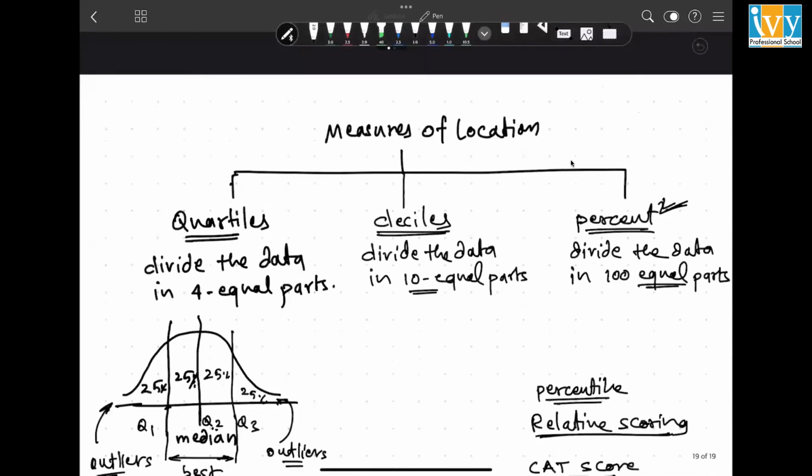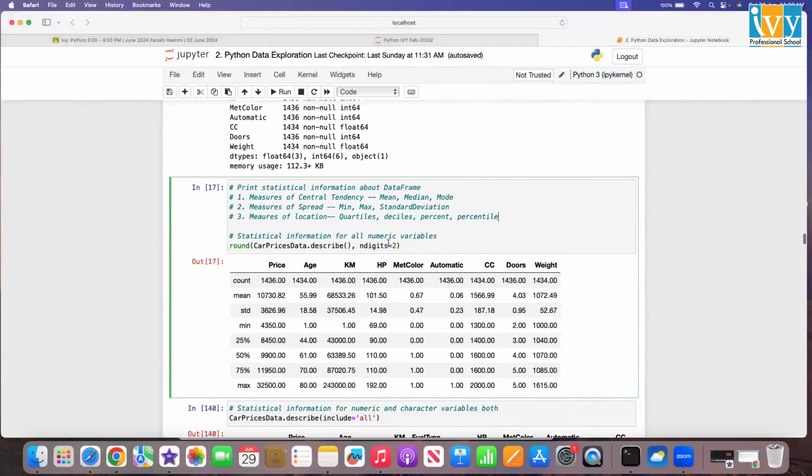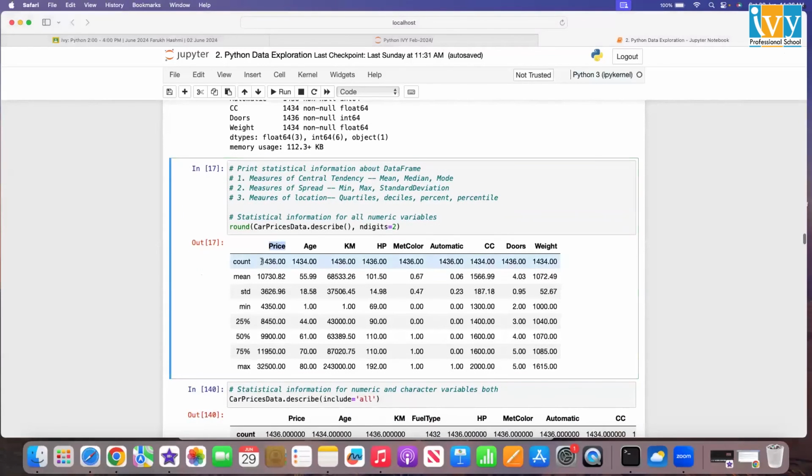So these values are something you see all of a sudden. Now probably it'll start making sense over here in the output. If you see now, price column, how many values? 1436. What is the mean value? 10,730. What is the minimum value? 4,000 and maximum value 32,000. Right? Now, if you compare the mean value with minimum and maximum, for sure you'll start understanding that okay, there are certain outliers. The maximum value is too far away.